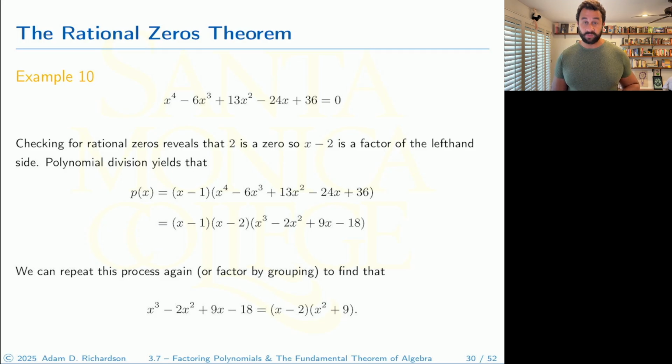Or since we learned this process earlier, we could actually factor this by grouping. Now we're at a stage where we could factor that by grouping. We could factor out x squared from both of those. We could factor out 9 from both of those. And when we do that, we get x minus 2 times x squared plus 9. So this thing factors as this.